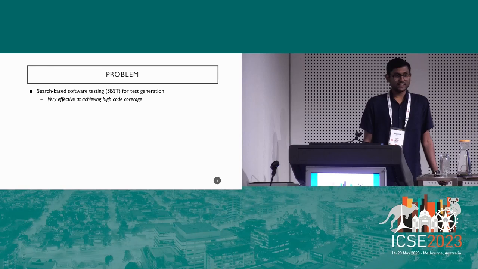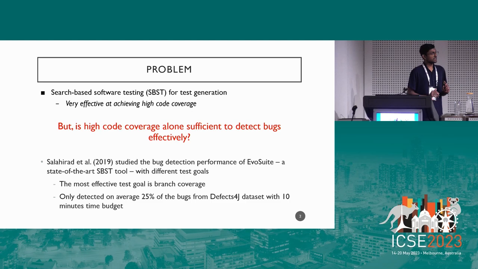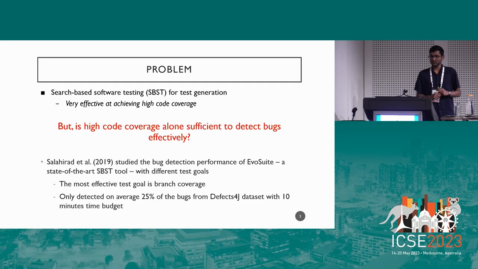Search-based software testing techniques are very effective at achieving high code coverage. But is high code coverage alone sufficient to detect bugs effectively? For instance, Salahirad studied the bug detection performance of EvoSuite, a state-of-the-art SBST tool, with different test goals. They found that the most effective test goal is branch coverage. Even with the most effective test goal, EvoSuite could only detect 25% of the bugs on average with a 10 minute time budget for test generation.